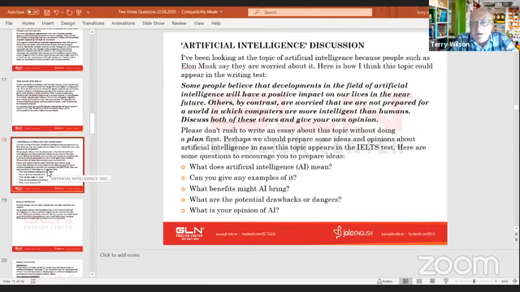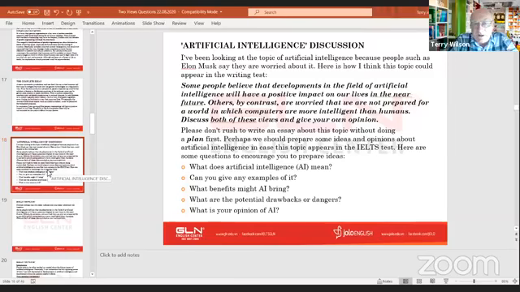Some people believe that developments in the field of artificial intelligence will have a positive impact on our lives in the near future. Others, by contrast, are worried that we are not prepared for a world in which computers are more intelligent than humans. So discuss both these views and give your opinion. So again, don't rush to write an essay without doing a plan. Before, in the previous example, I showed you my outline plan. And here is a much simpler way of planning your answer.